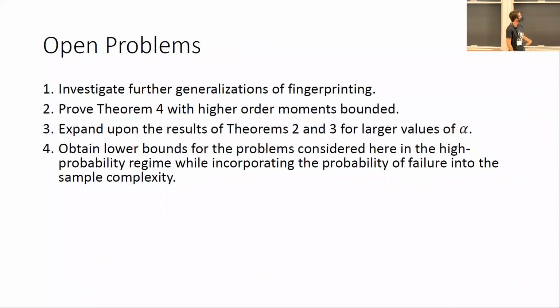However, if we want to have arbitrary probability of failure, say beta, in that case, it's not generally immediate how to get such a result. And yeah, the question is to prove high probability lower bounds and incorporate the probability of failure in the sample complexity.